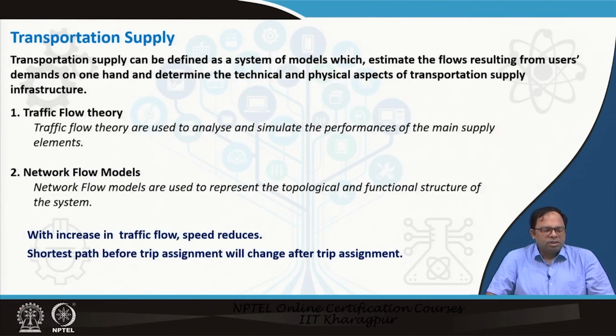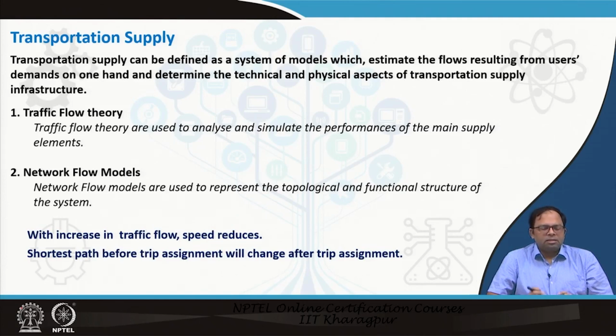So, when we look at transportation supply, we can talk about two parts of it, and one is we estimate the flows resulting from users' demand on one hand and determine the technical and physical aspects of transportation supply and infrastructure on another hand. So, traffic flow theory actually looks into the first part, where we analyze and simulate the performance of the main supply elements. That means when there is more demand, how the system performs, and this also takes into account the physical characteristics of the transportation as well.